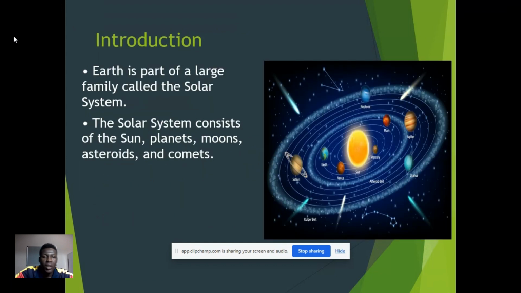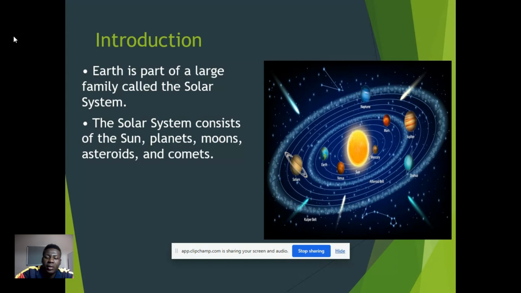Okay. So Earth is part of a large family called the solar system. Earth is the planet that we live in. The solar system consists of the sun, the planets, the moons, asteroids, and the comets. As you can see in the picture provided here, we have an overview of the solar system, where we have the sun, the planets, the moons, the asteroids, and the comets.